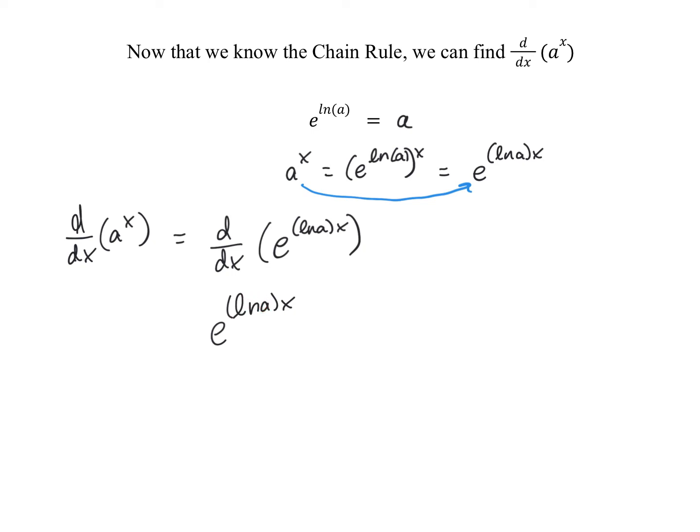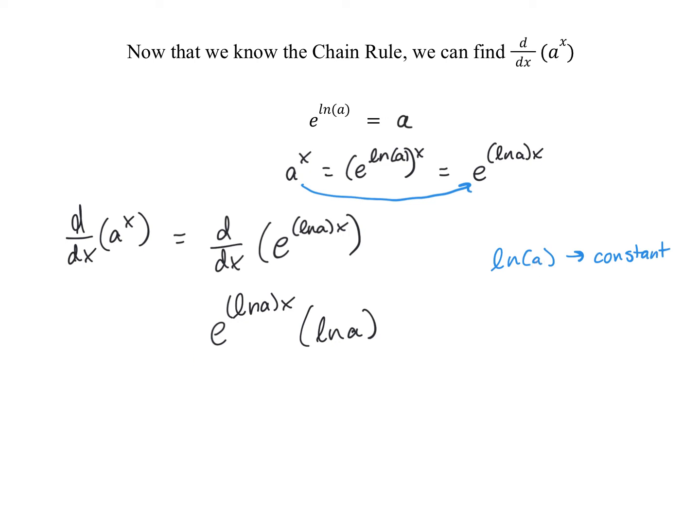So imagine this said 2x. If I asked you, what's the derivative of 2x? You would tell me 2. So if I say, what's the derivative of the natural log of a times x? It's just the natural log of a. So just remember that the natural log of a is just a constant, just like a is also a constant.